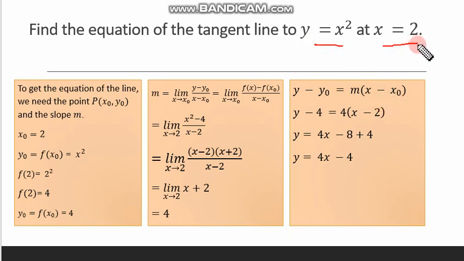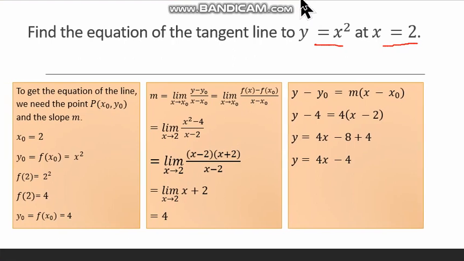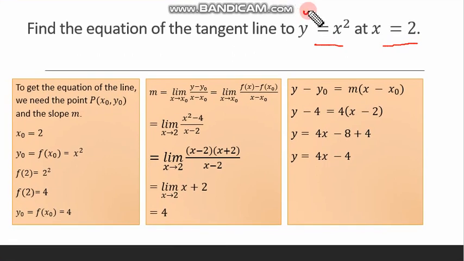For example, we find the equation of the tangent line to y is equal to x squared at x is equal to 2. So y is equal to x squared, this is our y is equal to the f of x. So this is the f of x, or the function. Well, the x is equal to 2, that's our reference for the x sub 0. That's the point P on its x sub 0. So the x sub 0 here is 2.